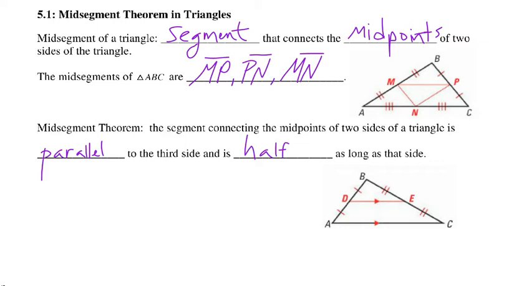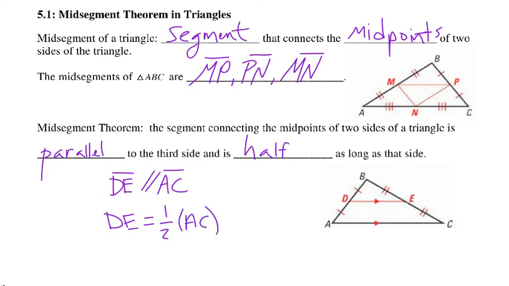This means that if you look at the picture, DE is parallel to segment AC, since that's the third side in our triangle. And then that means that if I take the length of DE, our midsegment itself, the length of the midsegment is equal to half of the side that it's parallel to, so that is AC.